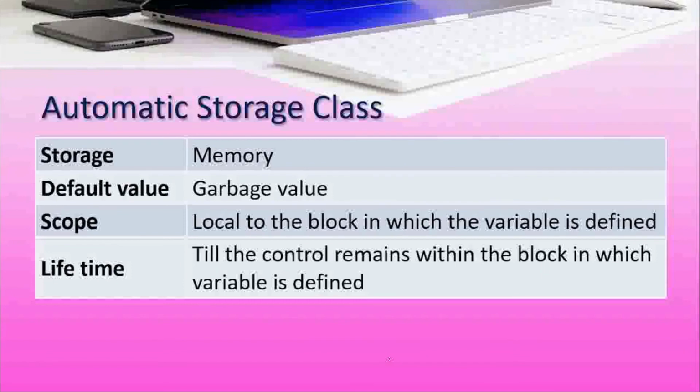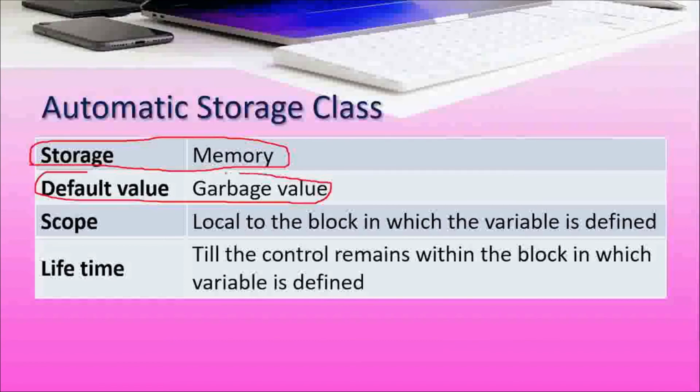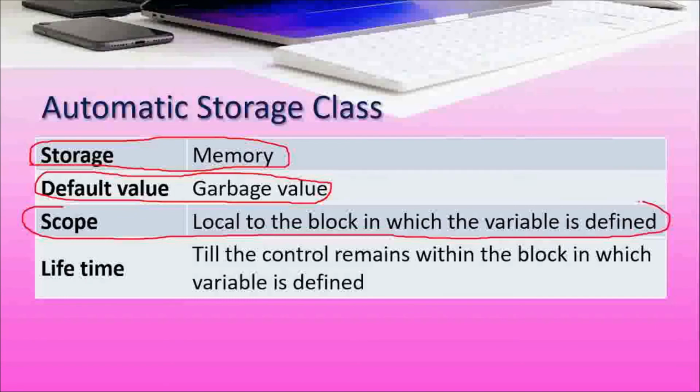The first one is the automatic storage class. In the automatic storage class, the value being stored goes to memory. It is not in CPU registers. The default value will be a garbage value, which has no specific meaning. The scope of automatic variables is local to the block in which the variable is defined, so it has only local scope. The lifetime is as long as the control remains within the block in which the variable is defined.